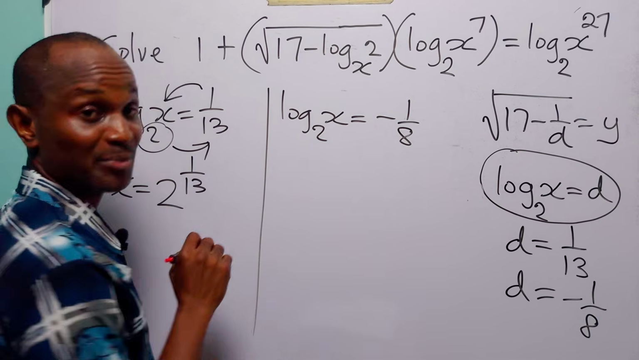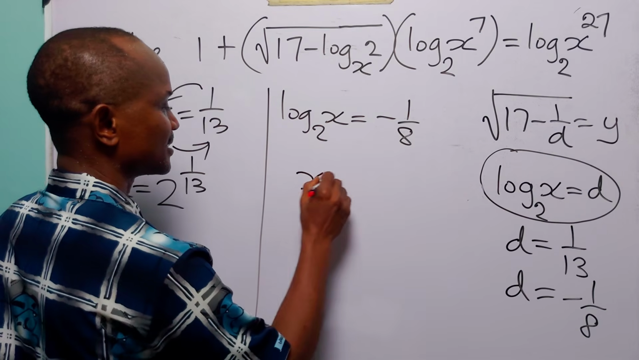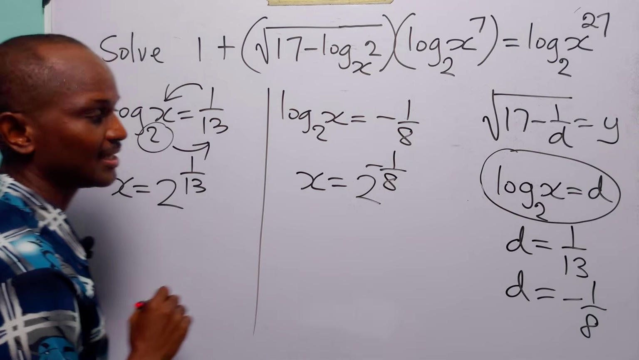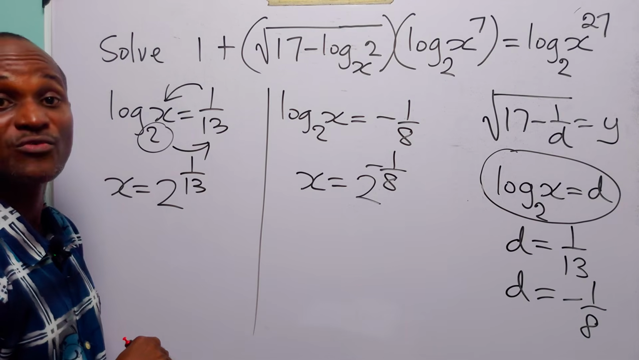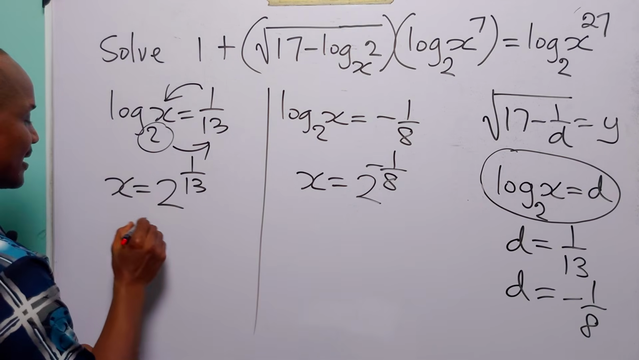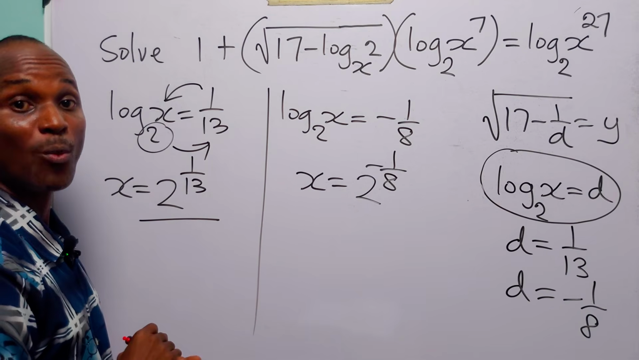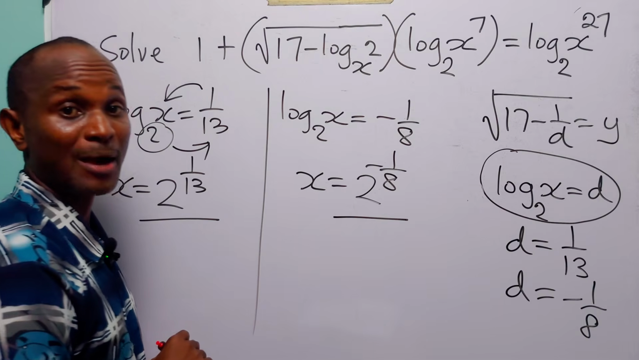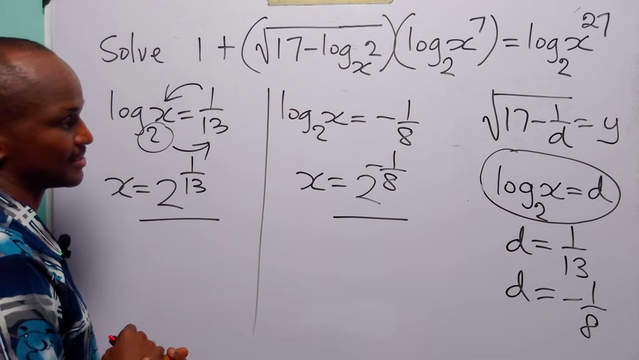And the same thing happens here. We have that x is equal to 2 to the power minus 1 over 8. So the two values of x that satisfy this logarithmic equation are x equal to 2 to the power 1 over 13 and x equal to 2 to the power minus 1 over 8.